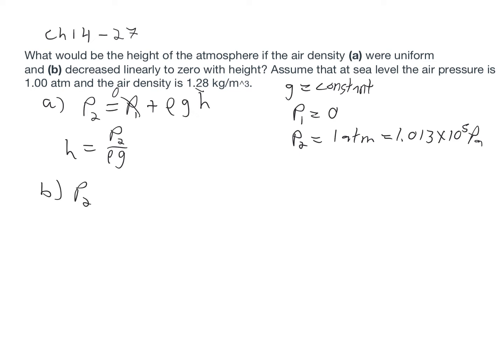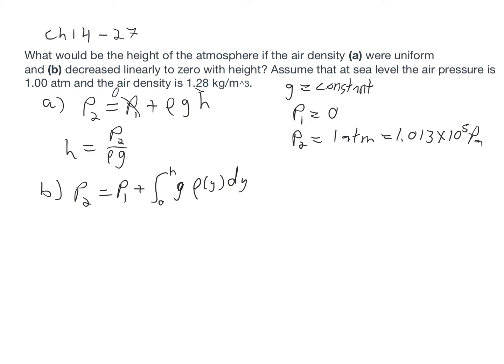We're going to use the same idea, P2 equals P1, which is going to be 0, plus now we're going to have to integrate from 0 to the height of the atmosphere of G times the density as a function of y, the thickness or height, dy. So in order to figure this out, we need a function for the density as a function of height, as a function of y.